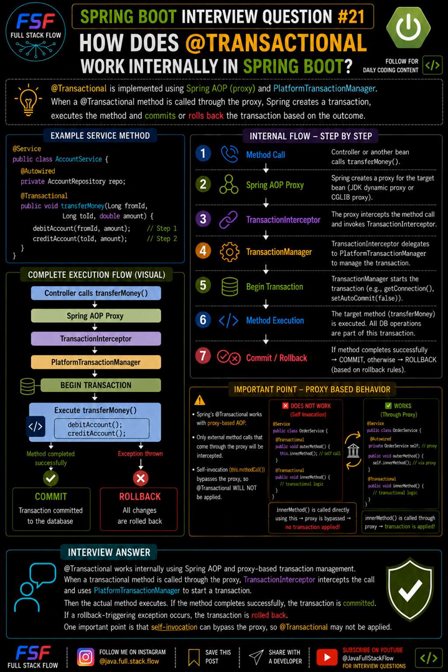Next, let's look at the complete flow. So the complete execution flow shown on the left side is, first the controller calls the transferMoney method, then Spring AOP Proxy, then TransactionInterceptor, then PlatformTransactionManager, then Begin Transaction. Then it executes transferMoney, inside the method debitAccount and creditAccount. Now the method can have two outcomes. If the method completes successfully, the transaction is committed. If an exception is thrown, the transaction is rolled back according to the applicable rollback rules. So this entire flow is the heart of how @Transactional works internally.